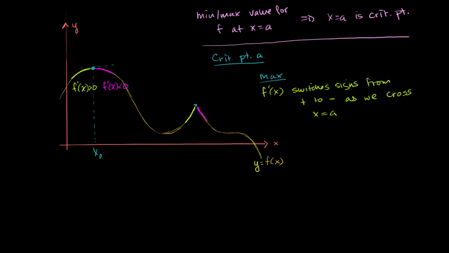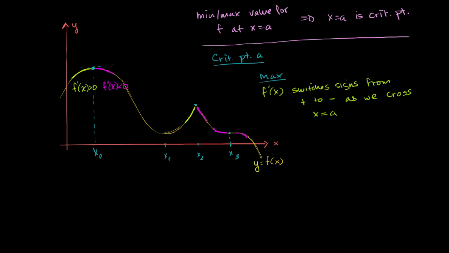Now let's make sure that this point right over here, which we identified in the last video as a critical point, doesn't somehow meet the criteria. I think this was x0, this was x1, this was x2, so this is x3. We see visually that this is not a maximum point. As we approach this, our slope is negative. And then as we cross it, our slope is still negative. We're still decreasing. So we haven't switched signs. So this does not meet our criteria, which is good.